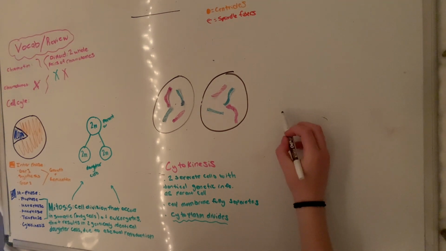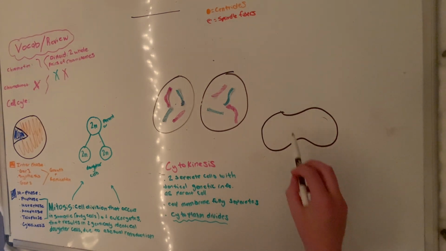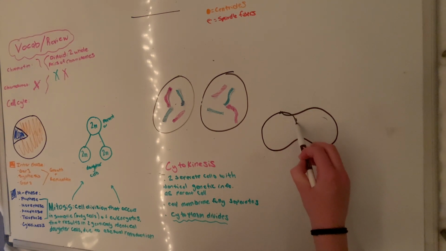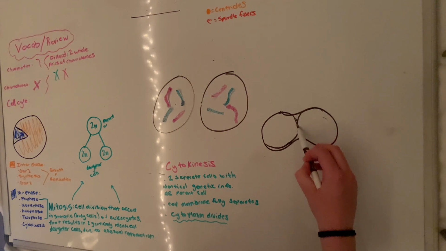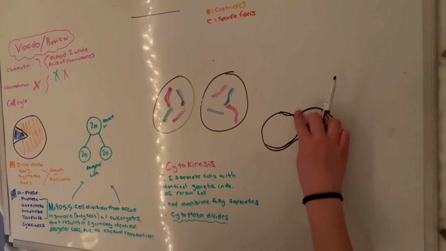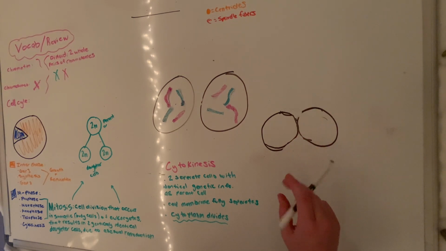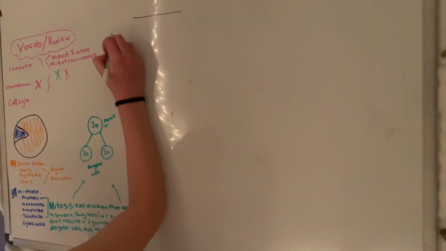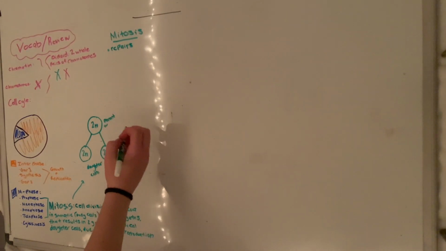So two separate cells, identical genetic information as each other, and again as that parent cell. So 2N becomes two cells, each having 2N. And on our right, this is another way to visualize a separation. So the perfectly circular cell starts to cave in, they slowly separate, and then become two separate circles of cells. So that is the process of mitosis.